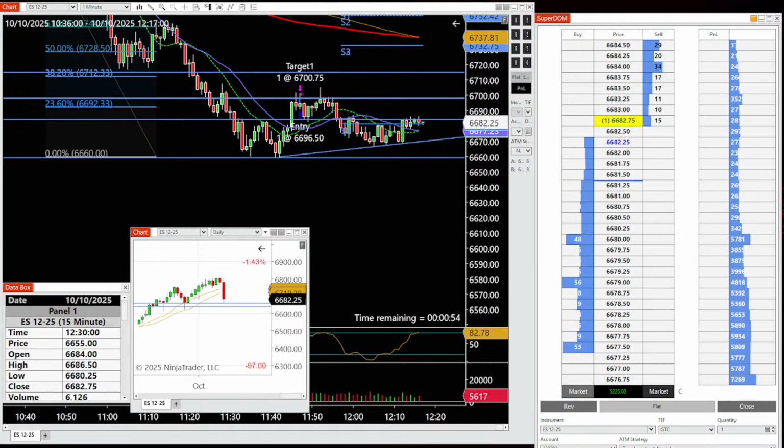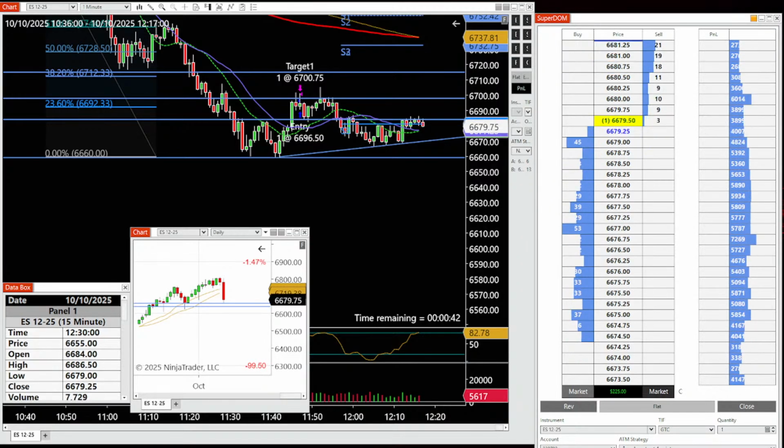Yeah, I'm not gonna watch this action anymore. It may go up. Looks like it wants to. It can continue on the way down. Right now it's just ranging right here.